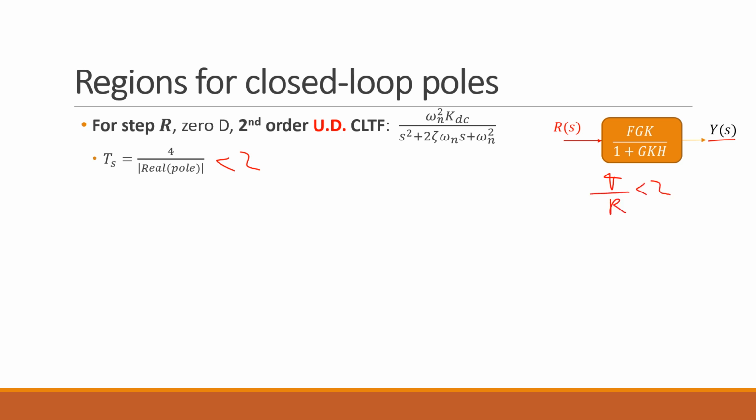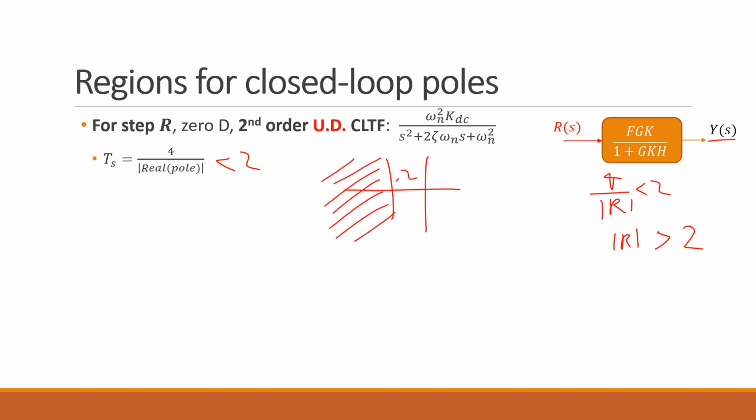If you use this formula, 4 over the magnitude of the real part of the pole is less than 2. Rearranging a little, the magnitude of the real part of the pole should be larger than 2. This means that if you want the settling time to be less than 2 seconds, the pole's real part should be more negative than -2. That means the magnitude is larger than 2. So the pole has to be in this region, to the left of the -2 line.